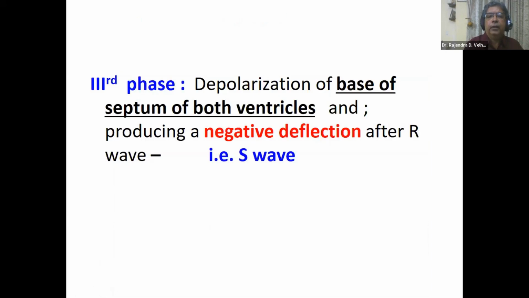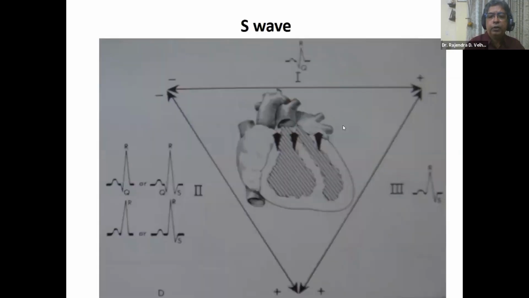Now, lastly, the mid and apical portion of the interventricular septum and the entire ventricular mass have been depolarized. Only the base of the septum of both ventricles remains to be depolarized, and that is depolarized in the third phase of depolarization, giving again a negative deflection after the R wave, which is nothing but the formation of the S wave. Thus, the QRS complex is formed. Here you can see the base of the interventricular septum being depolarized and forming the negative deflection after the R wave, that is the S wave.